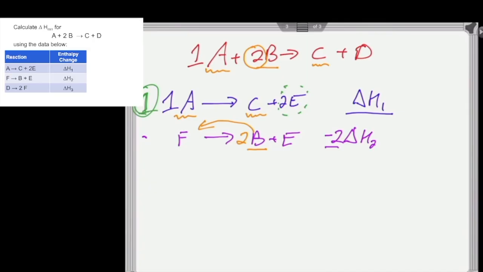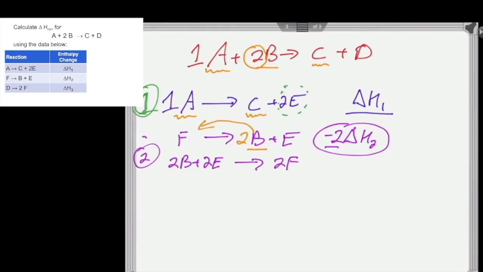What I'm really saying is this equation should be written as 2B plus 2E makes 2F. And the associated delta H of that process would be negative because I'm going the wrong way, and it's twice the magnitude because I'm taking 2 of them. That's my new reaction number 2.